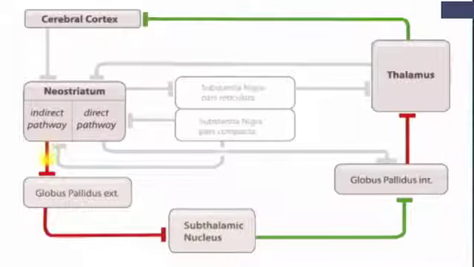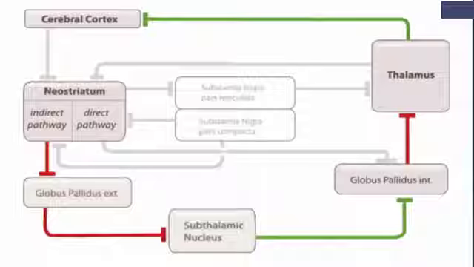The striatum inhibits the external globus pallidus, which increases the excitatory signal from the subthalamic nucleus and increases the inhibitory signal from the internal globus pallidus. This inhibits the signal from the thalamus. So the indirect pathway inhibits movement.